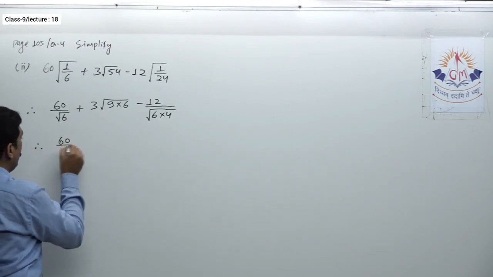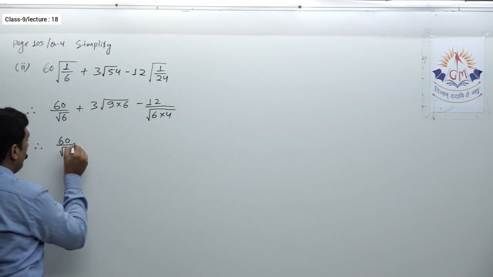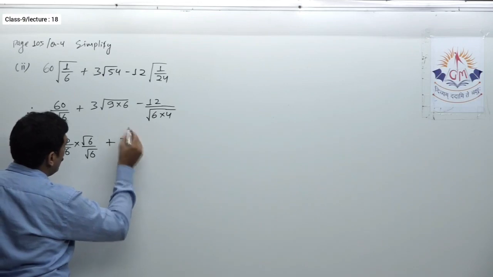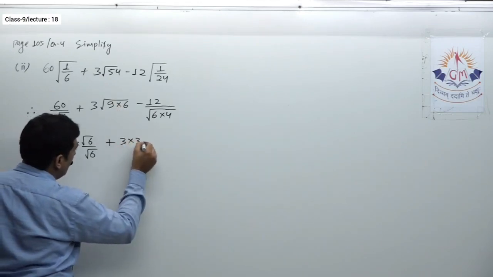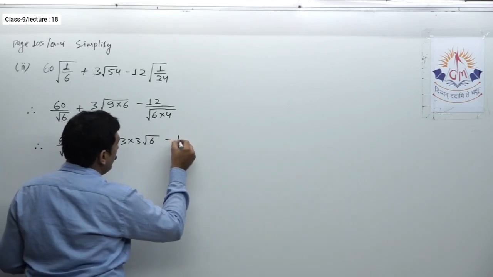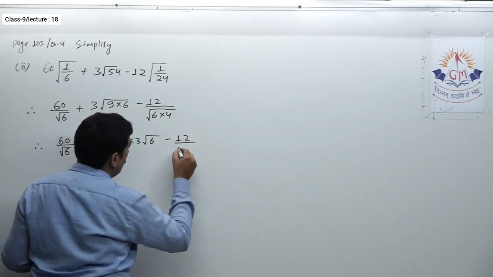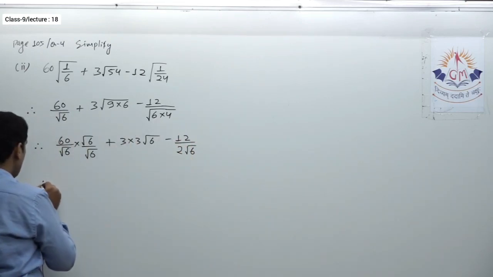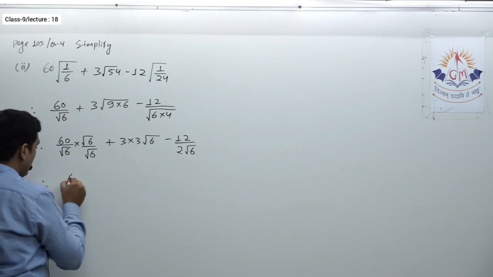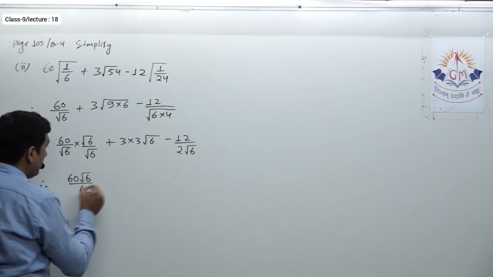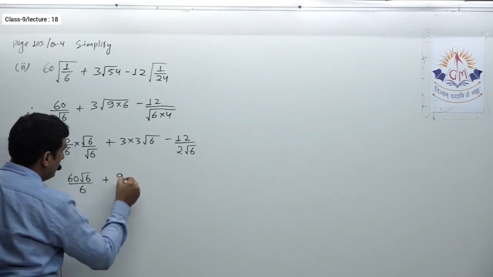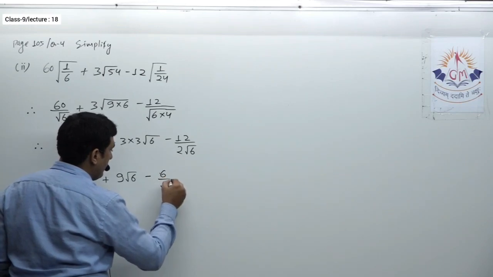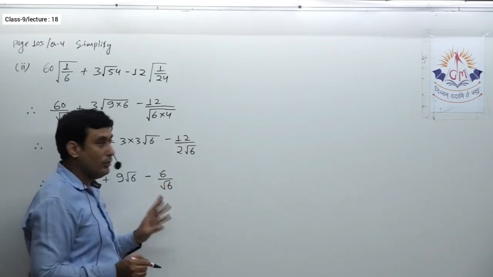So here 60 upon root 6. Now it's time to rationalize this denominator, so I multiply root 6 in the numerator and denominator. Over here root 9 will be 3 and I will be left with root 6. Similarly over here minus 12 upon 2 root 6, since root 4 is 2 and root 6 stays as it is. So here I'll get 60 root 6 upon 6 plus 9 root 6 minus 12 upon 2 root 6, that is 6 upon root 6.